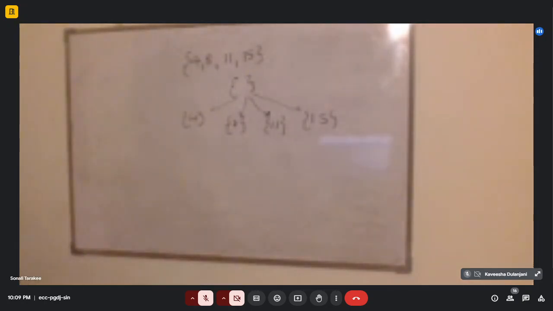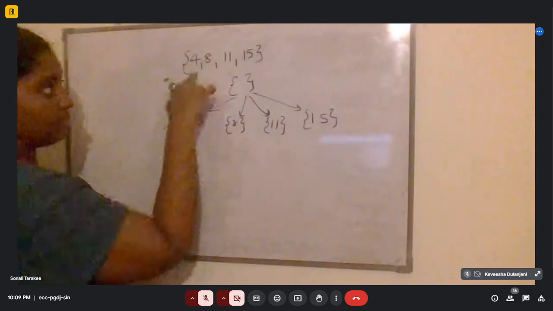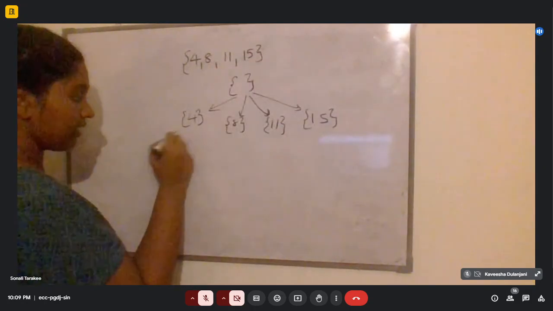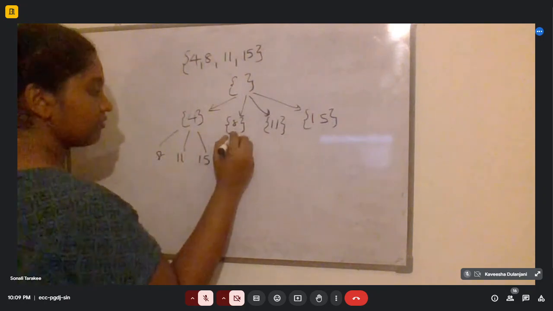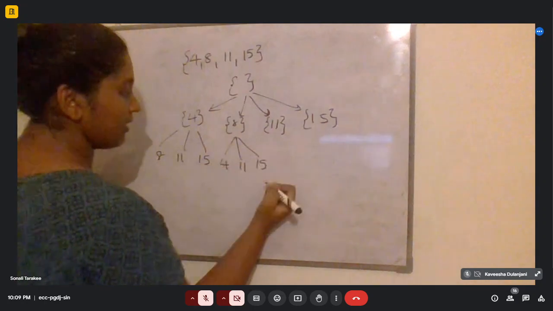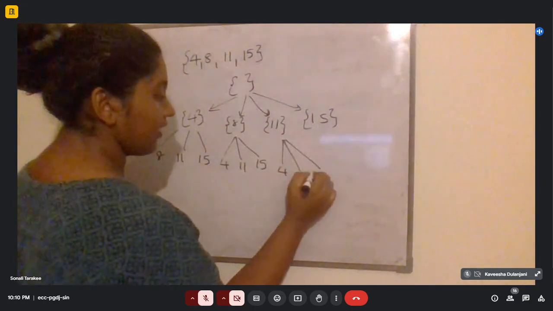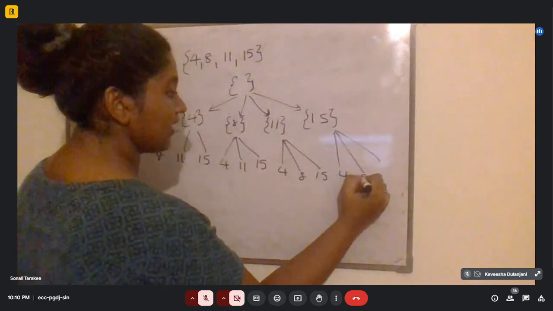So when you write 4, 8, 11, and 15, once you select 4, there are only 3 numbers remaining, 8, 11, and 15. I'll write them like this. Here, once you select 8, 4, 11, and 15 remain. Here, 4, 8, and 15. Here, 4, 8, and 11.